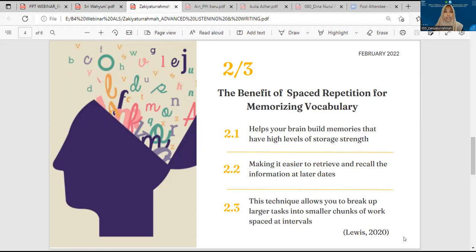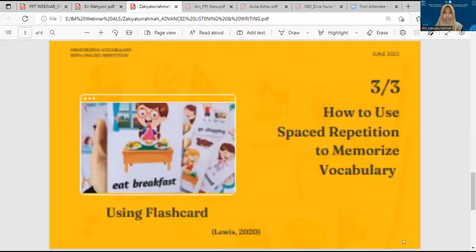The second, this technique makes it easier to retrieve and recall the information at later dates. Having a predictable spaced repetition schedule teaches your brain to predict when it will next see the material and respond with greater alertness and attention. And the last of the benefits, it makes it easier for memorizing vocabulary or information in the time frame to be encoded into long-term memory. And the technique allows you to break up large tasks into smaller chunks. For example, break one chapter into three sections. Next slide, please.